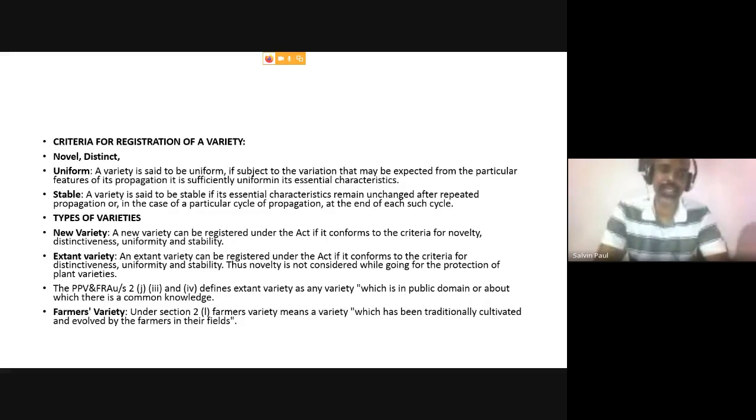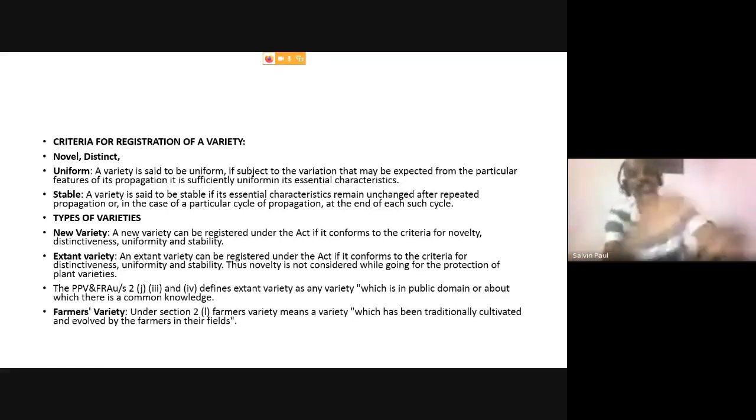The four criteria necessary for registration of a new seed or a new variety are novel and distinct, which we have already explained. But uniform means that, from the particular features of its propagation, it is sufficiently uniform in its essential characteristics, which is very necessary. Stable means that essential characteristics remain unchanged after repeated propagation. These are the two important ones, but I have a great doubt on them, because if you look at Darwin's theory of evolution, after every fourth generation there are a lot of changes.